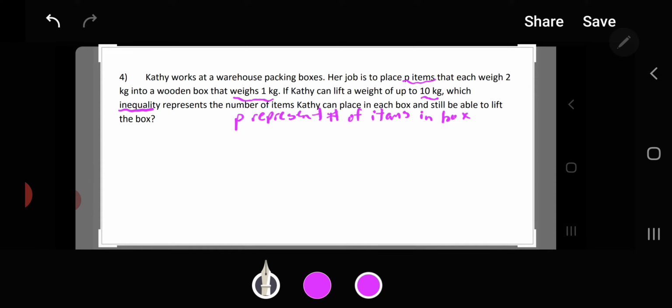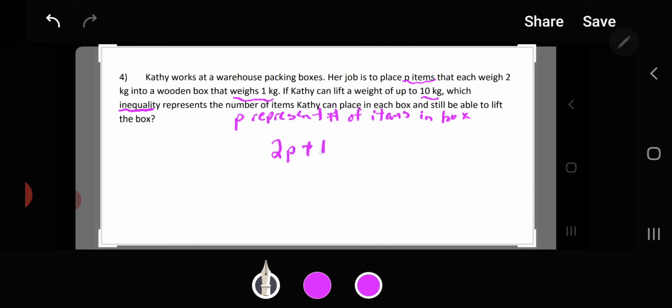Okay. Looking at her job, her job is to place P items, and each weighs 2 kilograms. So we know they both weigh 2 kilograms. So 2 times P, or 2 times the amount of items, plus the 1 kilogram. Okay, that's so far the equation.